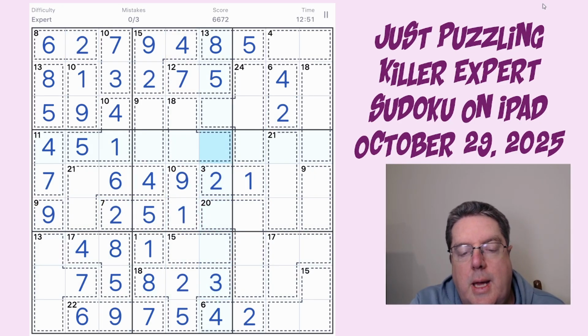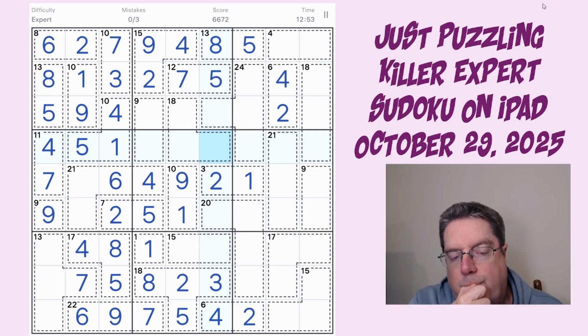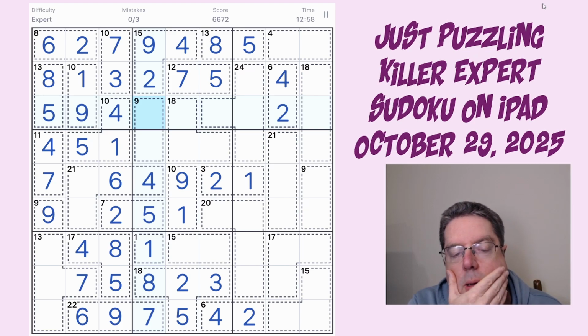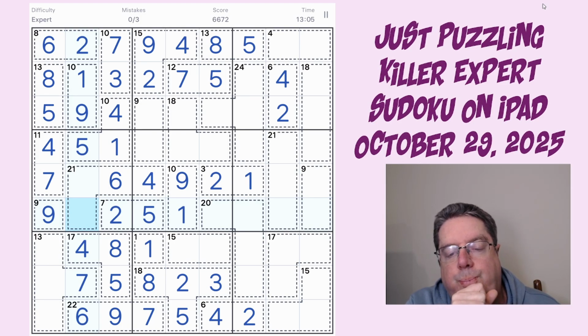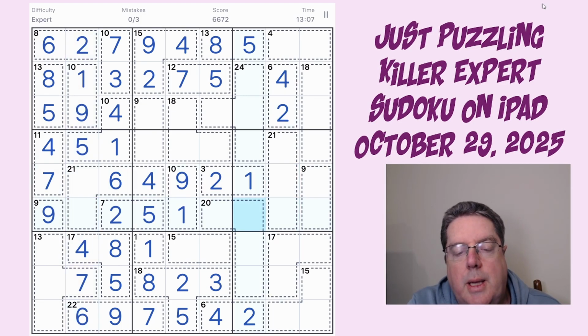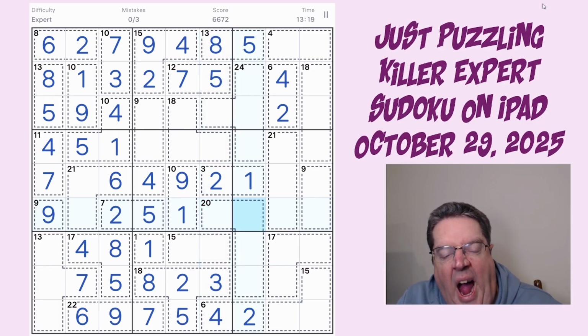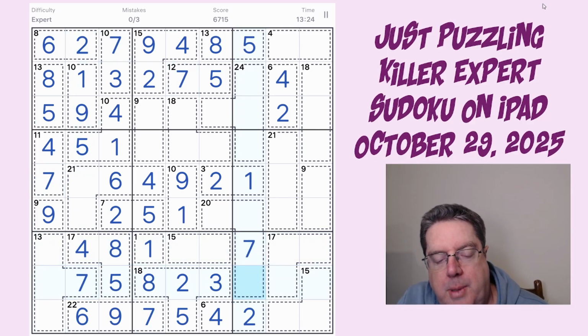3 can't be there. So 3 is either here or here or here or here. 6. So 3 is here. 3 can't be here. 3 can be here with a 6. Okay. 2 and 5. So this can't be 3 and 8. So it has to be 4 and 7. 7 is going to be there, so that's a 7 there, leaving this to be a 4.